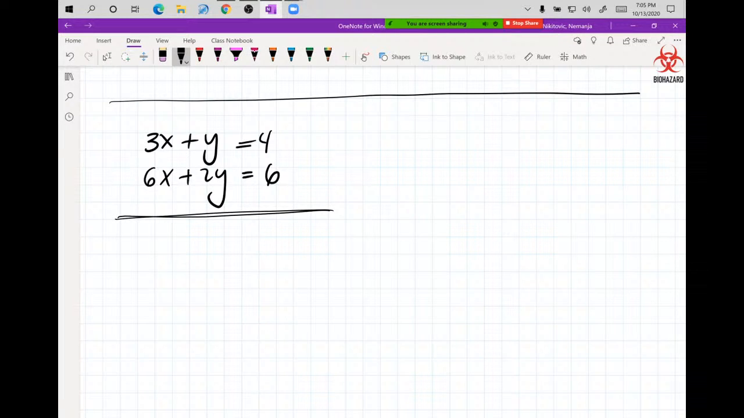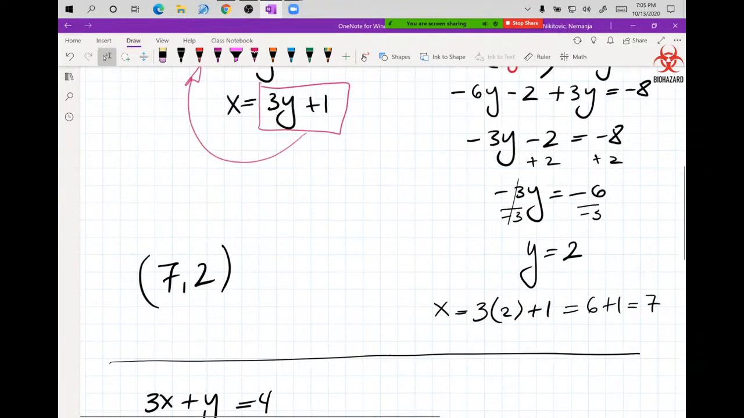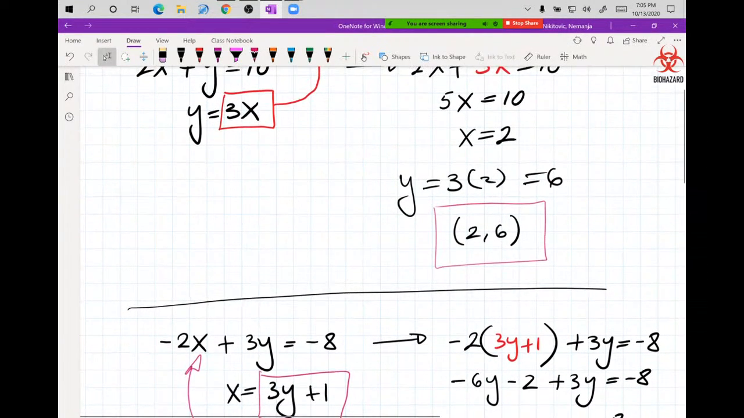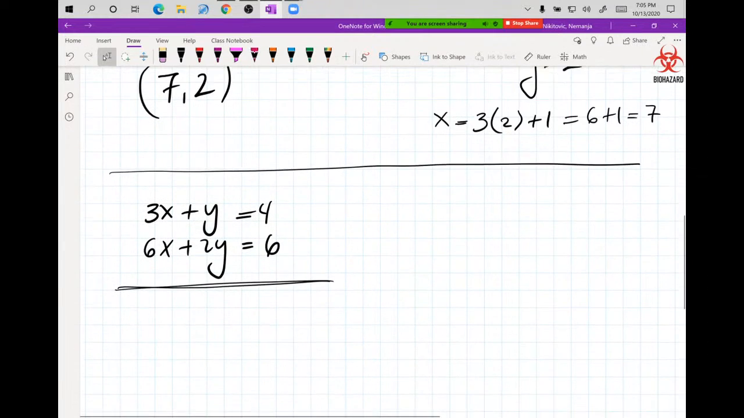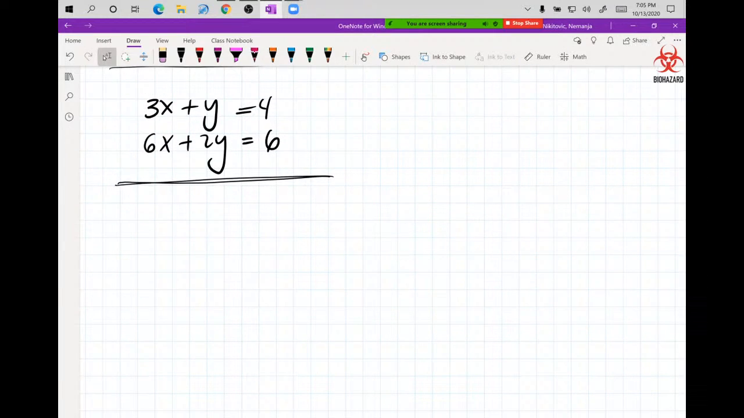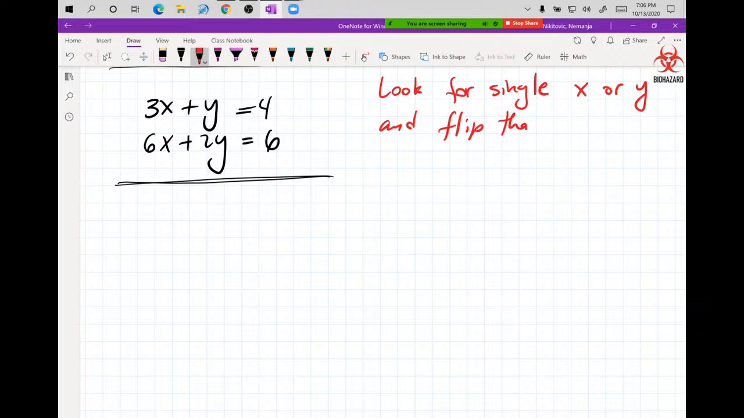Substitution now is not easy like in the previous two cases. If you notice the second equation in the previous two problems, the second equation was always either x equals everything else or y equals everything else. You don't have that now, which means that you have to first flip one of the equations and then you get to do the substitution. Now, this is the step where we say, look for a single x or y and flip that equation.